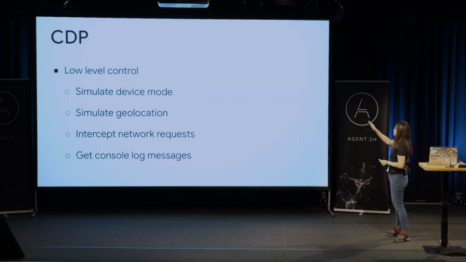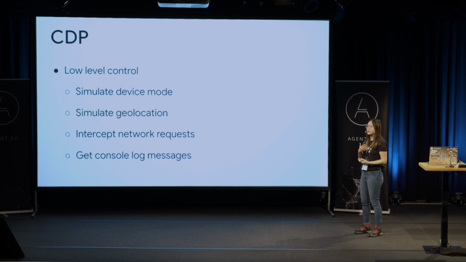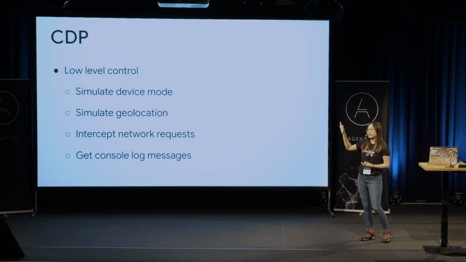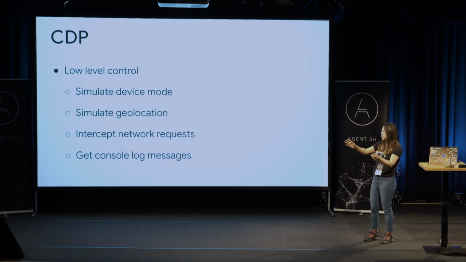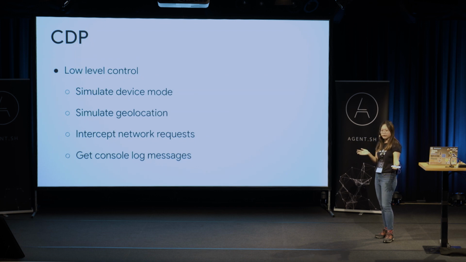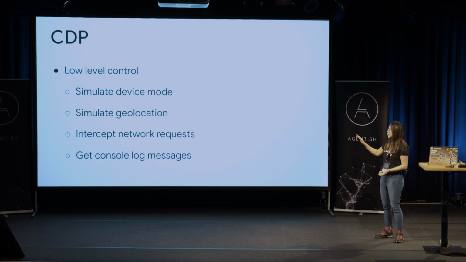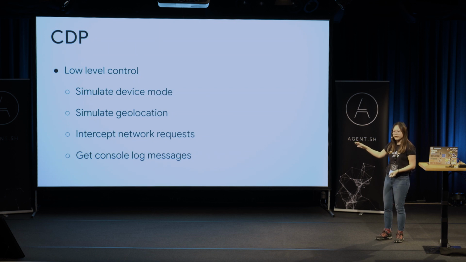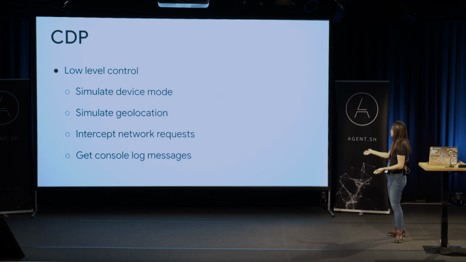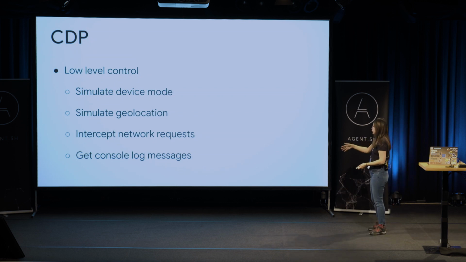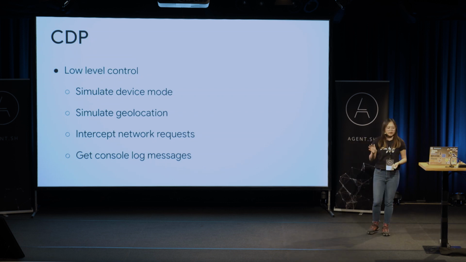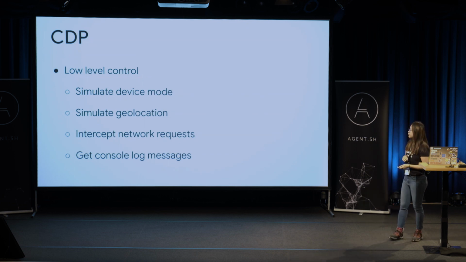Okay, so the benefit of CDP is that it supports a lot of low-level control. For example, you can simulate device mode, like you want iPhone XS or any other size. You can simulate geolocation with CDP, but it's not that possible with WebDriver Classic. And you can intercept network requests. This is very important for testing because we need to mock the request for testing. And you'll be able to get the console log message. This is what is not possible with the classic WebDriver.